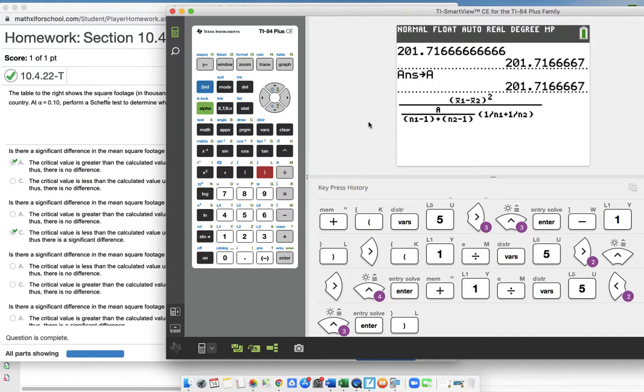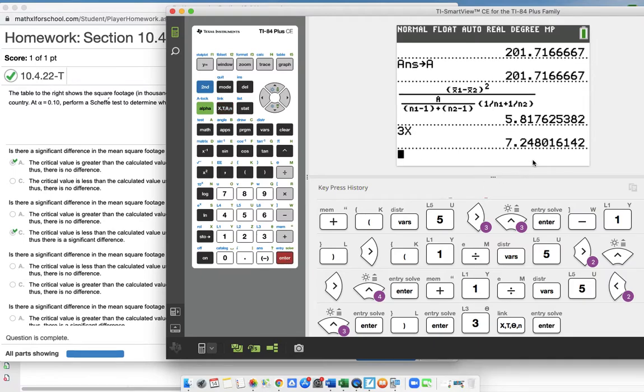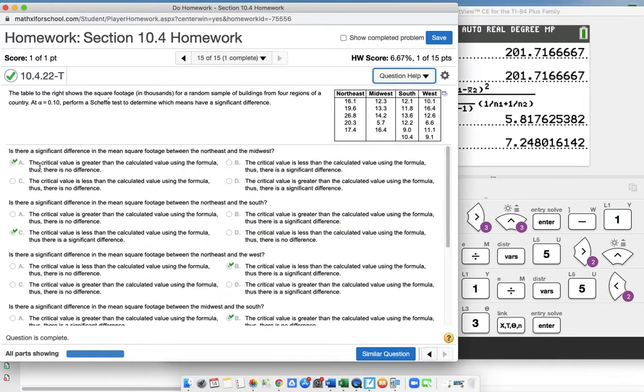What we're going to do is compare this number that we get to 3 times our critical value. If our number is less than the critical value, or if the critical value is bigger than the number we just got, then there is no significant difference. If, however, the number we just got is bigger than the critical value, then there is a significant difference. So for the first one, the critical value, this 7.248, is greater than the value we just calculated. So there is no difference.